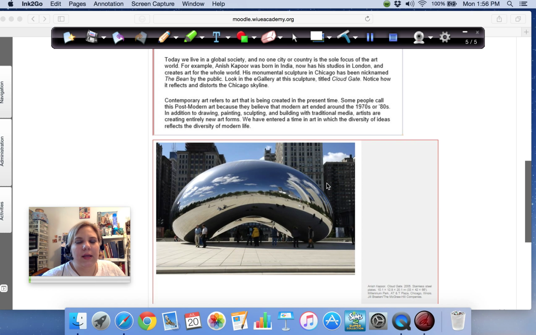Contemporary art can also be called postmodern art. So if we say the modern art ended around the 70s or 80s, everything after that time would be considered contemporary, like the now artwork.